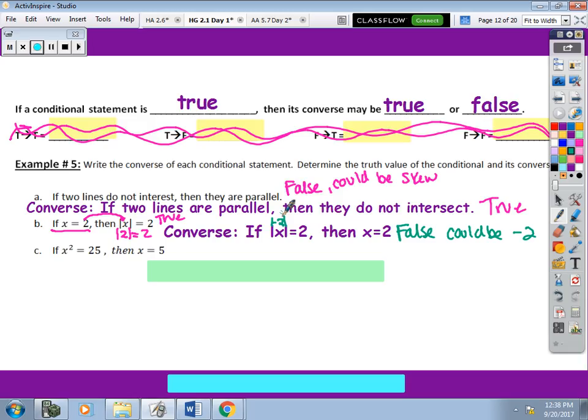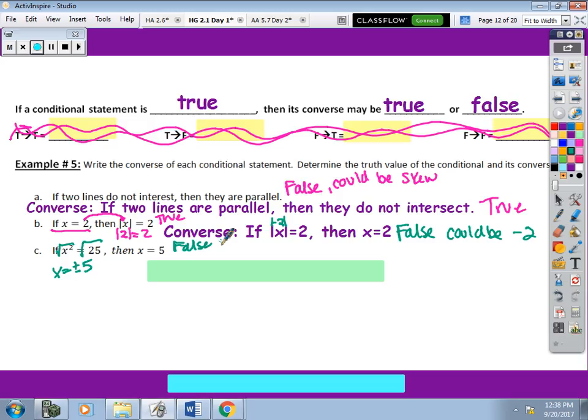And then how about C, the original one? If x squared equals 25, then x equals 5. Is the original conditional true or false? Colby? False. Okay, if I were to solve, it starts out with this part. We have to leave this alone. If I want to solve for x, I would square root both sides. The square root of 25 is actually positive and -5. So it doesn't have to be 5. It could also be -5, so it's false.